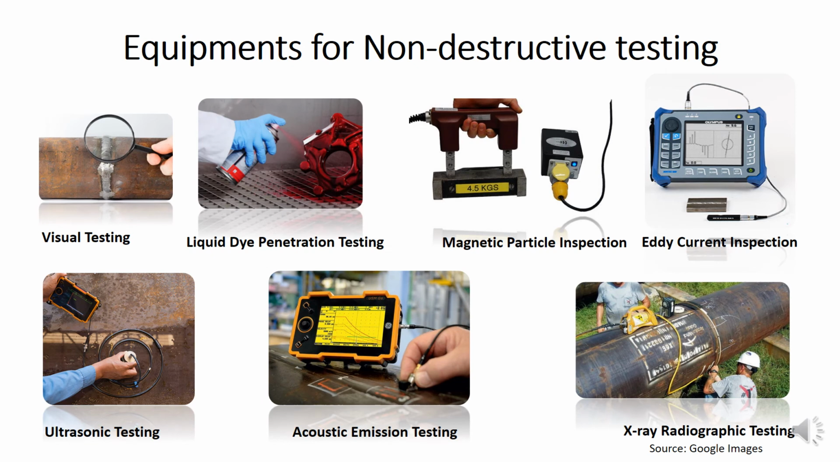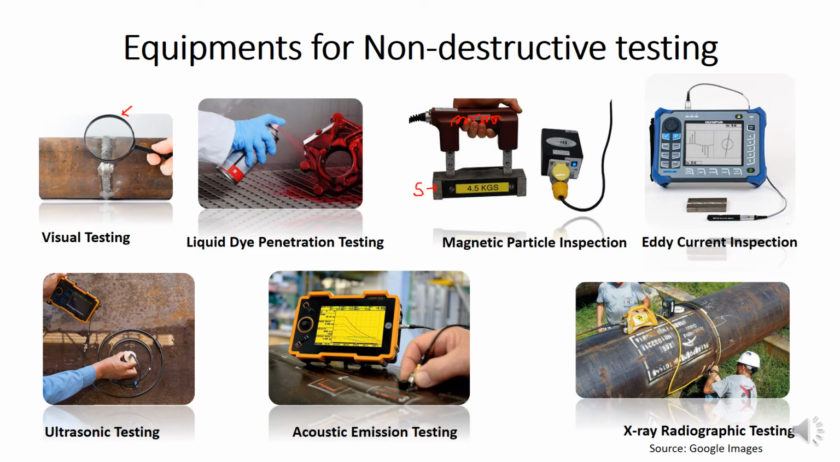And this slide shows the various equipment used in non-destructive testing. Here you can see a magnifying glass which shows visual testing, the colorful liquid sprayed which shows liquid dye penetrant testing, and here you can see magnetic particle inspection, where this is a handheld device. It has a circular coil in it where current is supplied, and it will produce a magnetic field which generally makes contact with the sample.